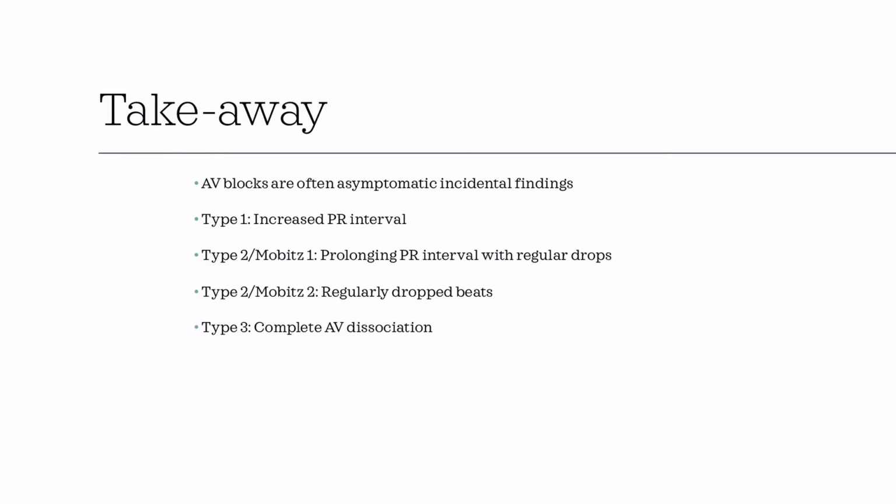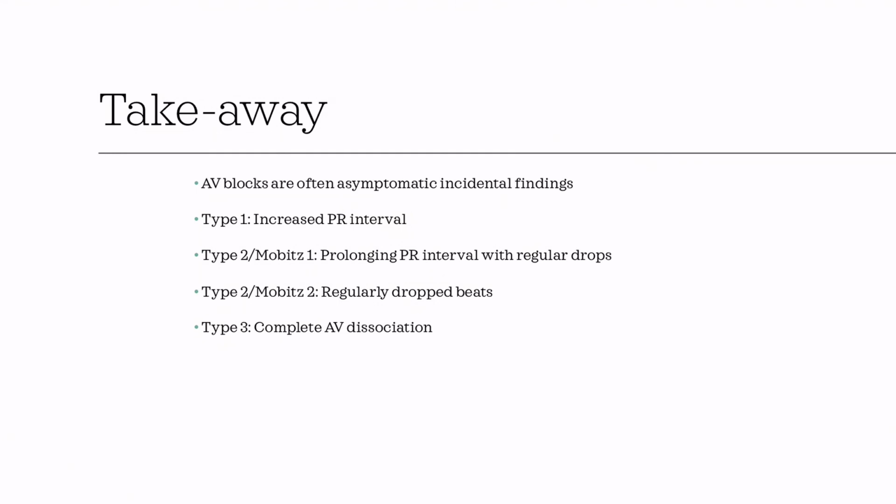So big takeaway here, guys. Just remember AV blocks are often asymptomatic and incidental findings, and looking at ECGs for type 1, you're just going to see your increased PR interval. It's just that delay through the AV node. Type 2, or Mobitz 1, is prolonging the PR interval with a regular drop beat. That's what we focused on here today, and one that I think is a good place to start when you're looking at atrioventricular block.